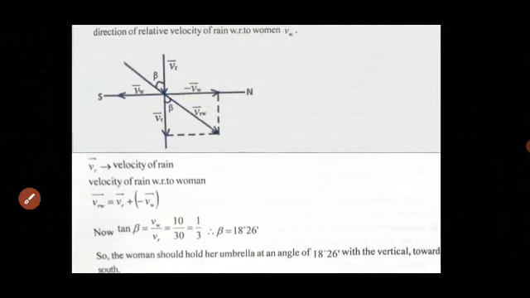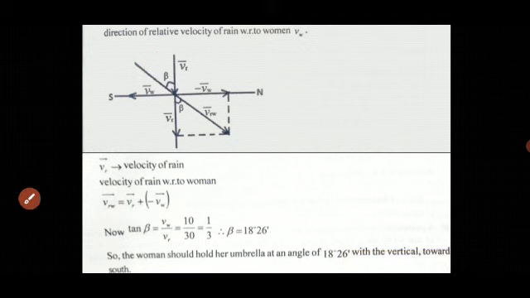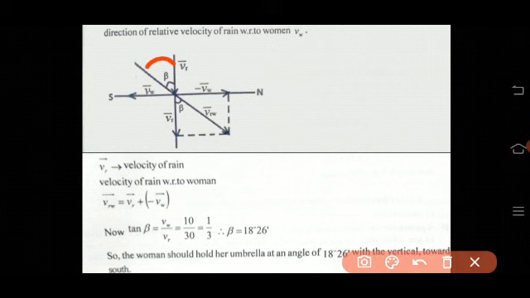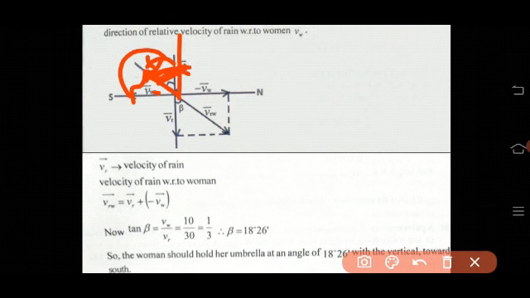So the woman has to hold her umbrella at 18 degree 26 minute to the vertical, that is the beta value. That is the answer you have to write finally. The woman should hold her umbrella at an angle of 18 degree 26 minute with the vertical toward the south. In this manner she has to hold her umbrella.